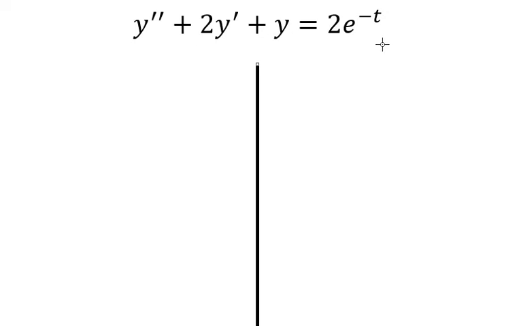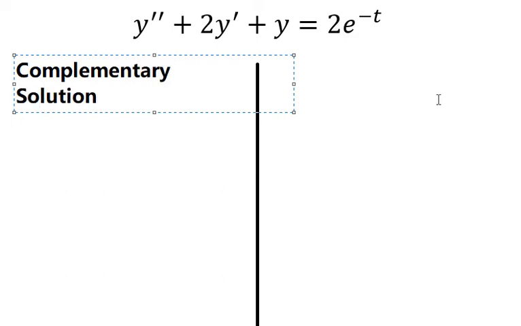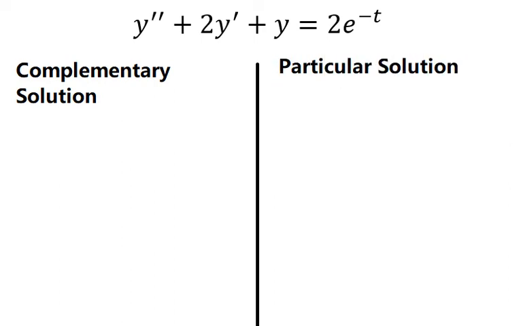So because we have this one, we will create the complementary solution and particular solution. About the first one, I will put yc equal to e to the power of lambda t.